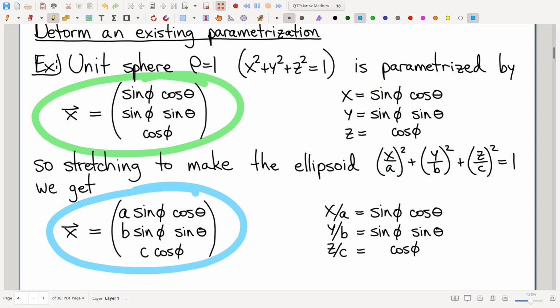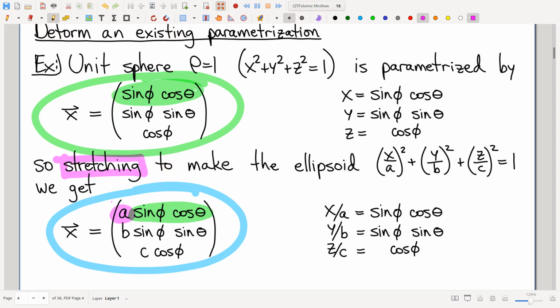And I think there's a pretty nice take here, and that is, look, this formula for x, there it is. All I've done to stretch by a factor of a is to literally multiply it by a. Right? So that's another perfectly reasonable take.